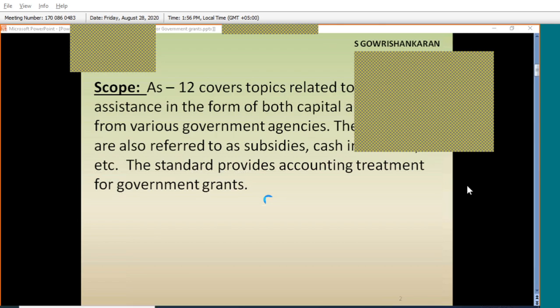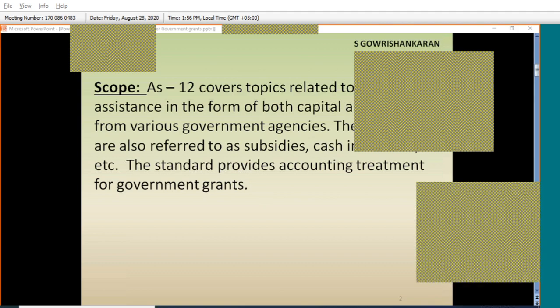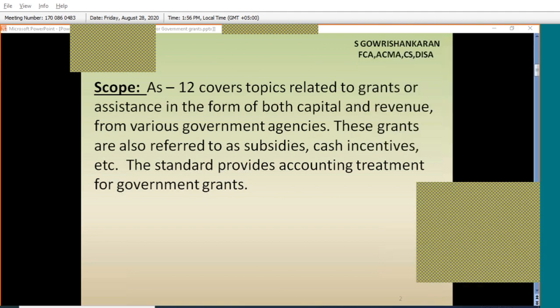Okay. So this is what they are saying actually. Government is giving a grant that may be capital or revenue. We will understand what is capital and revenue later. That grant may be in the form of subsidy, cash incentive, etc., cash or kind, whatever it is. What is the purpose? The scope is what? Ultimately, the last line, that is important. The standard provides accounting treatment for government grants. That is the major scope of this accounting standard.